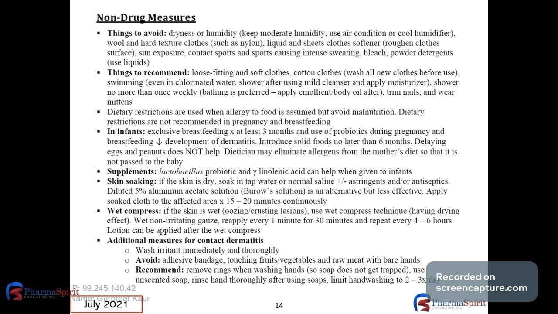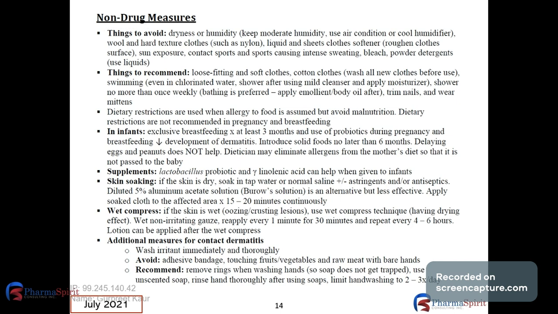We soak the area in tap water or normal saline with or without astringent solution or an antiseptic. If we are using astringent solution, we can use aluminum acetate solution. It can be used for this indication. So we soak a cloth with water or the diluted aluminum acetate solution, and then we apply it to the affected area for 15 to 20 minutes continuously. This technique is used for dry skin.